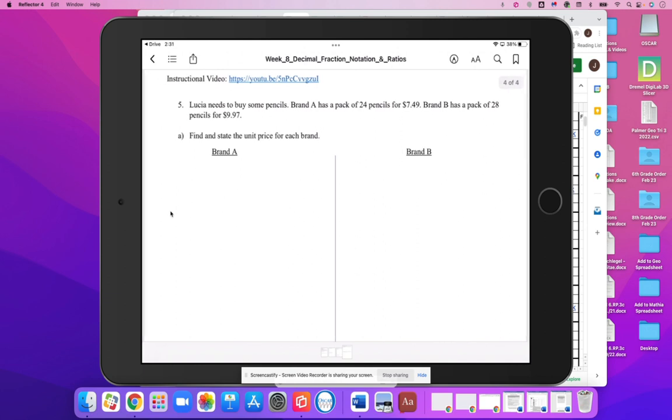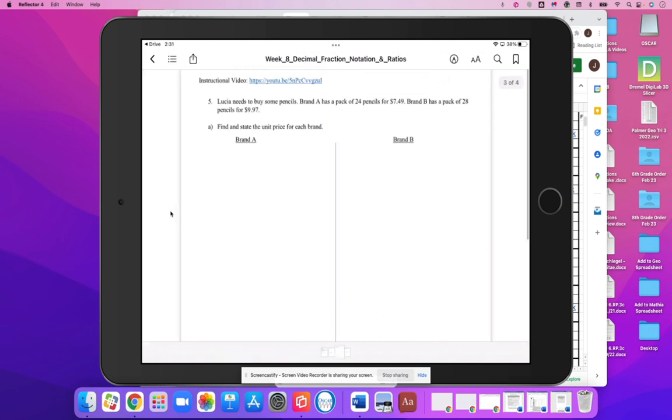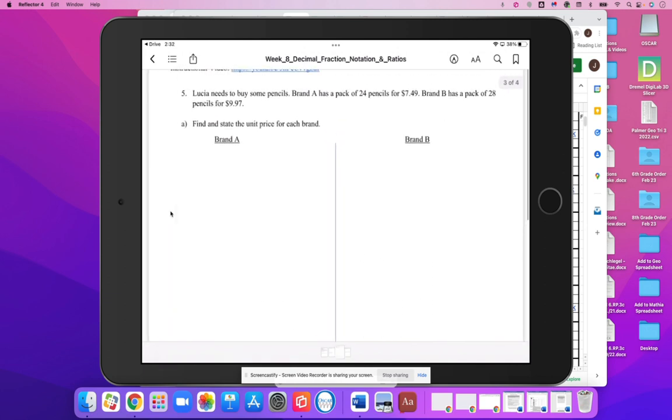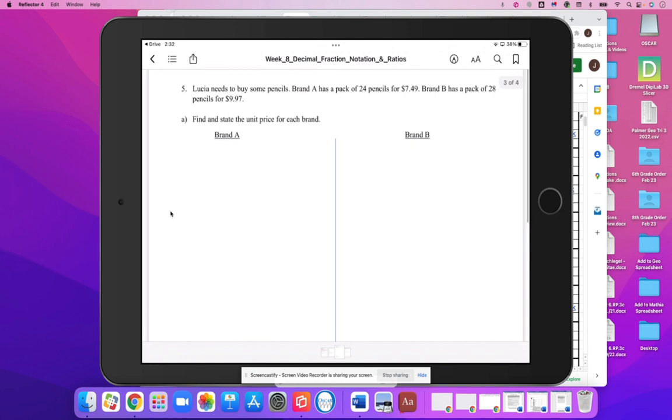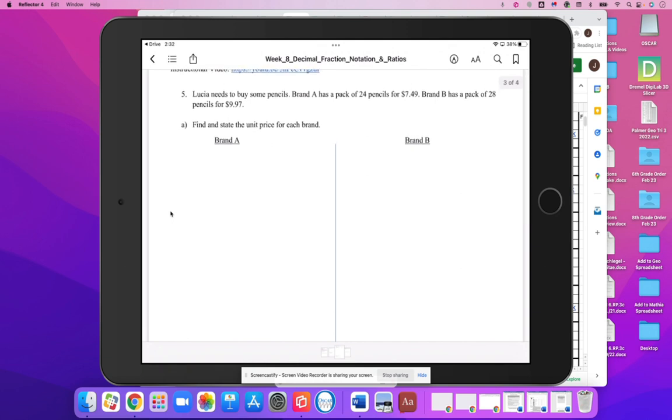Lucia needs to buy some pencils. Brand A is a pack of 24 pencils for $7.49, and pack B is 28 pencils for $9.97. We need to find the unit price for each brand, and so the unit price means how much for one. And so the way that we do that is we divide the price by the number of pencils.